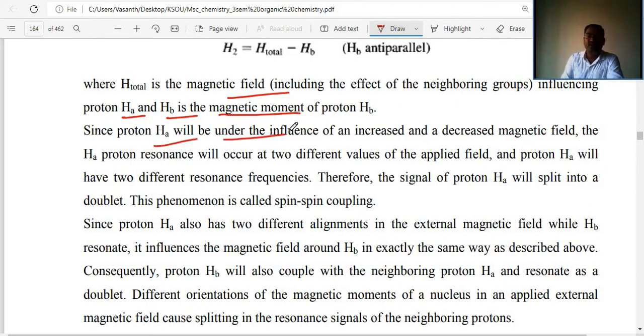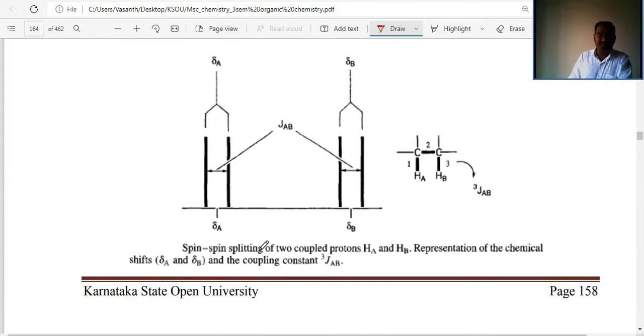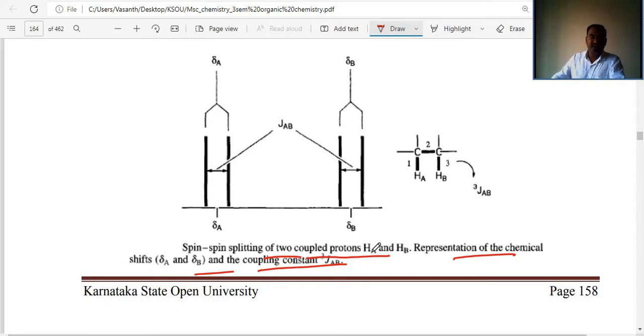Since proton HA will be under the influence of an increased and a decreased magnetic field, the HA proton resonance will occur at two different values of applied field. This phenomenon is called spin-spin splitting. It's very important, spin-spin splitting. This is the spin-spin splitting of two coupled protons HA and HB, with representation of the chemical shift and the coupling constant.